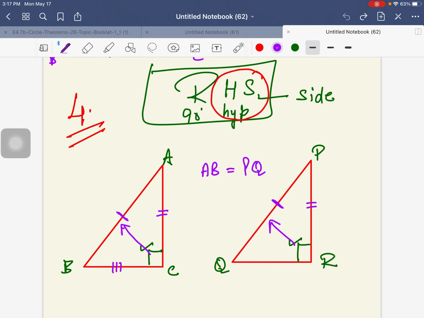So one, we need to show that they have equal hypotenuse. Second, we need to show that they have one pair of equal side, either the vertical side or the horizontal. That's it. So I'm assuming here AC is equal to PR. So that means these two triangles are congruent by RHS.